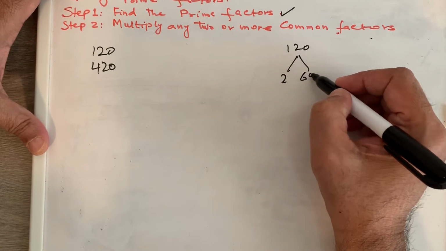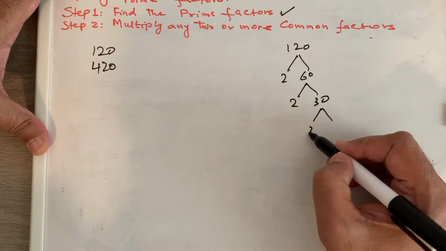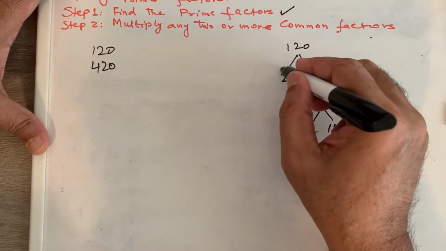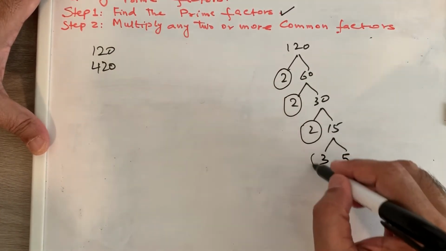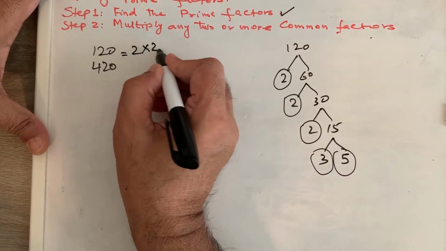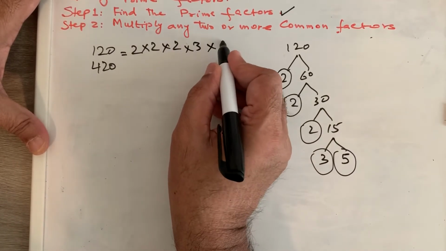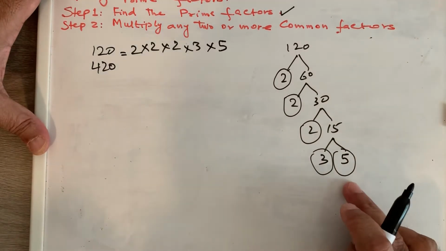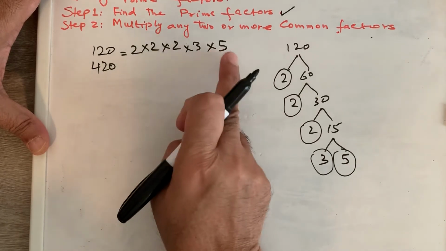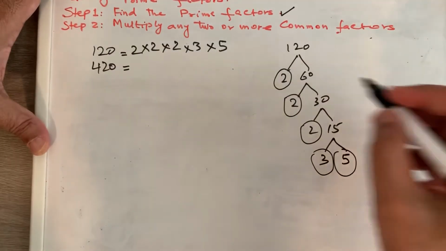2 times 60 is 120. 2 times 30 is 60. 2 times 15 is 30. 3 times 5 is 15. So these are my prime factors: 2, 2, 2, 3, and 5. If I write it here, 2 times 2 times 2 times 3 times 5, right? 2 times 2 is 4, 4 times 2 is 8, 8 times 5 is 40, 40 times 3 is 120. So we are good with this. These are the prime factors which we write.